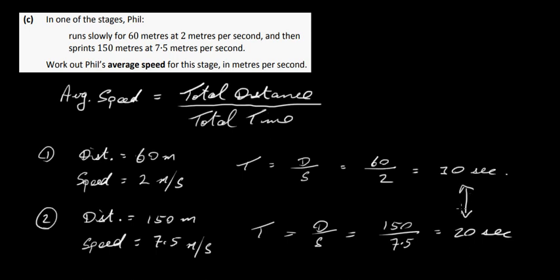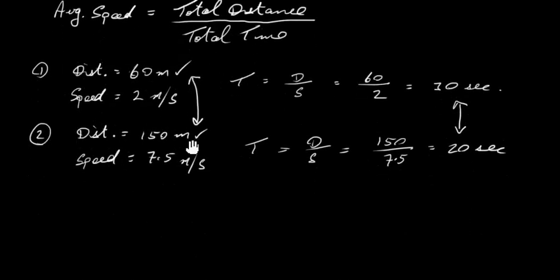That'll give us her overall time, the total time that she does this particular stage in. Now we have the total distance as well, because we have the distance she does the slow stage, we have the distance she does the sprint stage, so we can just add these two to give us the total distance. So we have the total distance, we have the total time, so we can work out her average speed for this particular stage. So let's just do that.